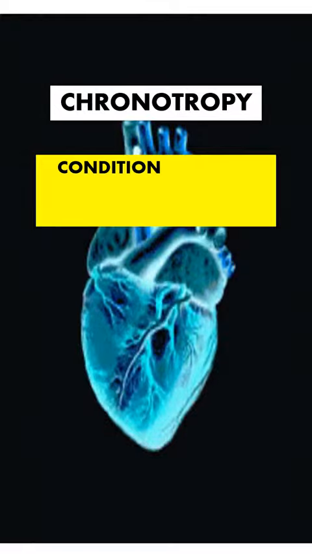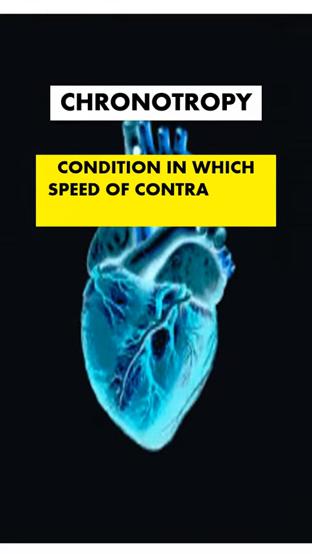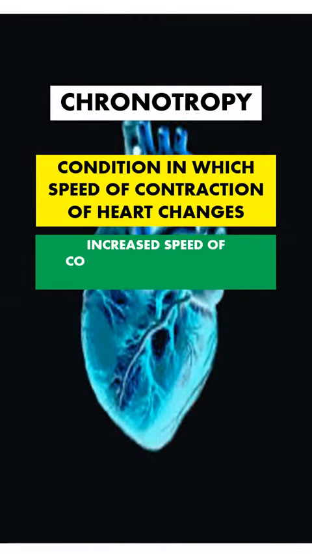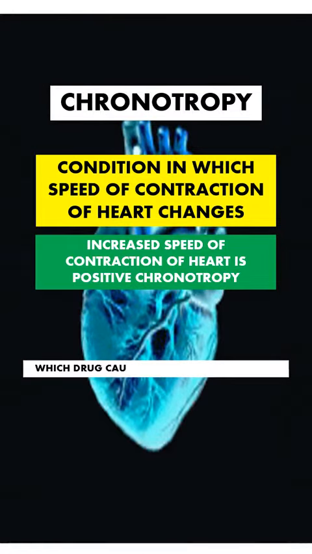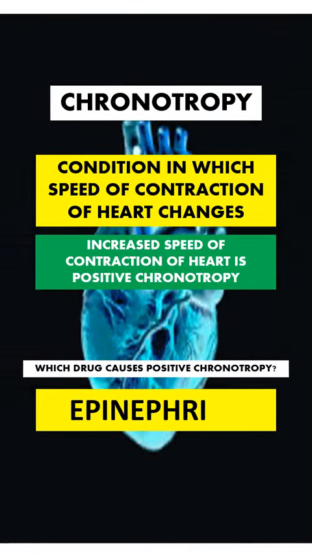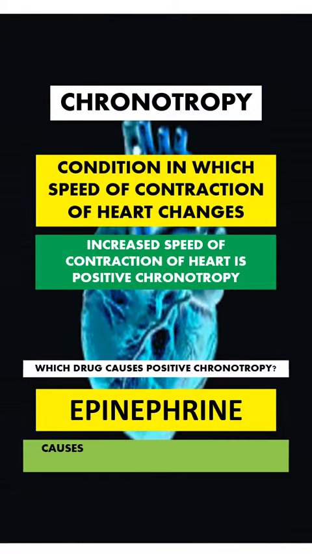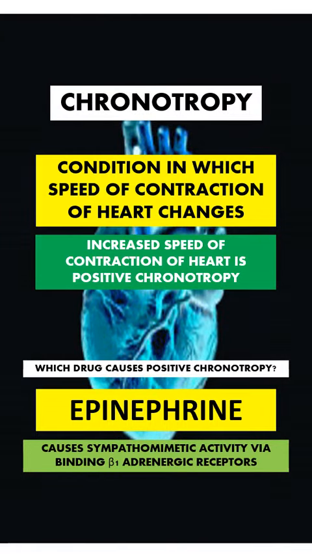Chronotropy. Condition in which the speed of the contraction of the heart changes. Increased speed of contraction of the heart is positive chronotropy and vice versa. So which drug causes positive chronotropy? It is epinephrine. It causes sympathomimetic activity via binding to beta-1 adrenergic receptors.